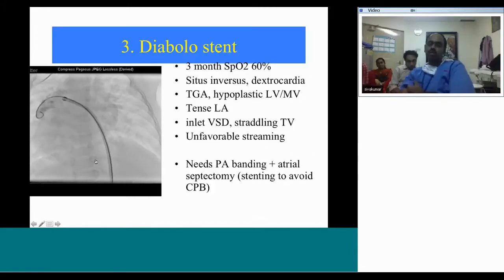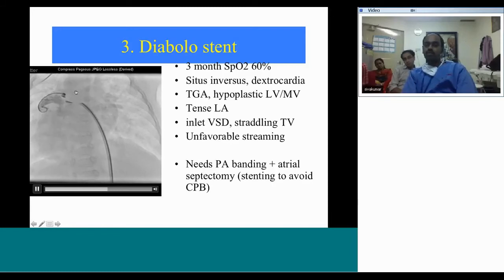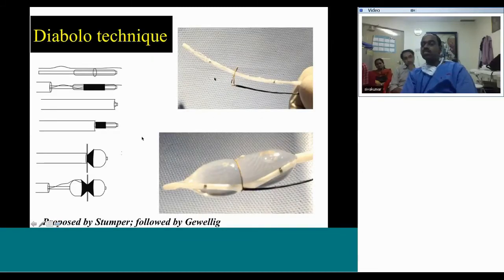The third one is called the diabolo stent. An example is in situs inversus with extracardiac transposition, where the LA was very, very tense due to hypoplasia of the mitral valve, and we want to create intercirculatory mixing. So what we are trying to do is, we put in the catheter from the RA into the LA, and this is basically what is called a diabolo stent.